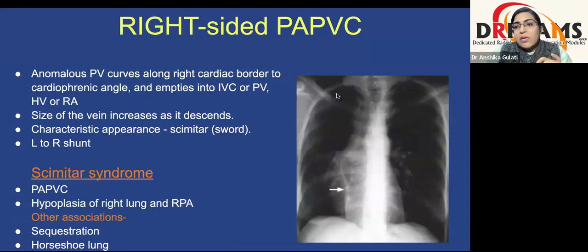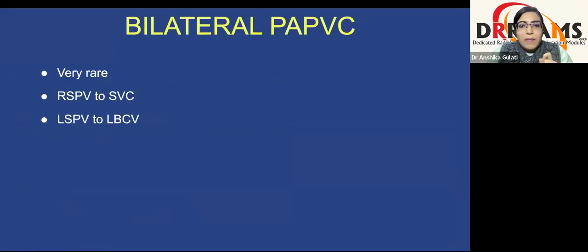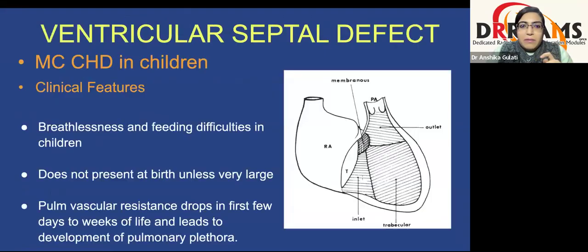And if it is associated with right lung hypoplasia, then it is known as the scimitar syndrome. There can be other syndromic associations also, like the sequestration of lung or horseshoe lung. But just remember this radiograph, often kept in spotters. Bilateral PAPVC we can also have, but that is very, very rare.